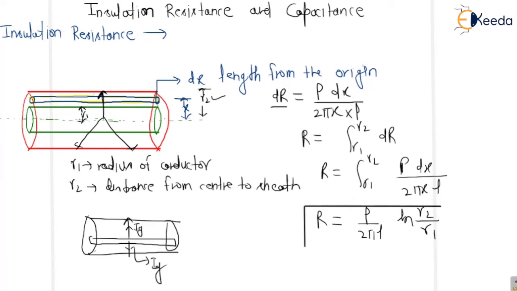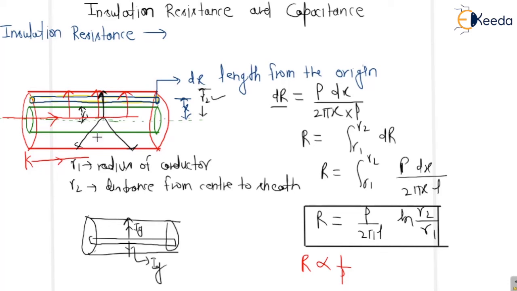We will see that this insulation resistance is inversely proportional to the length of the conductor. Let us assume the current is flowing in this direction. As we move in this direction, the insulation resistance will decrease. As we increase the length, the insulation resistance will decrease. So R is inversely proportional to L.